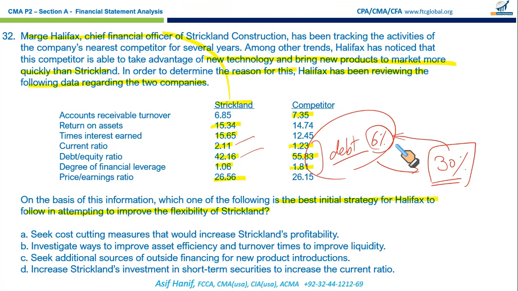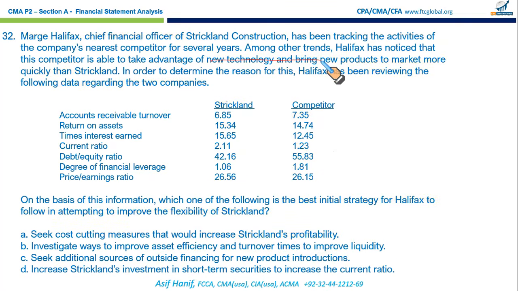So let's see what they should do. What is the initial strategy? Seek cost-cutting measures that would increase Strickland's profitability. This is not right. We are already more profitable. Look at this return on assets. We are better in profitability. Next is investigate ways to improve turnover times to improve liquidity. We have better liquidity than our competitors. The problem is that we are not borrowing, and hence we are not able to use those funds to invest in new technology so that we can bring new products. That's the main problem. Seek additional funding for new product introduction. Borrowing is not bad if you are able to use the borrowed money in the most productive way.